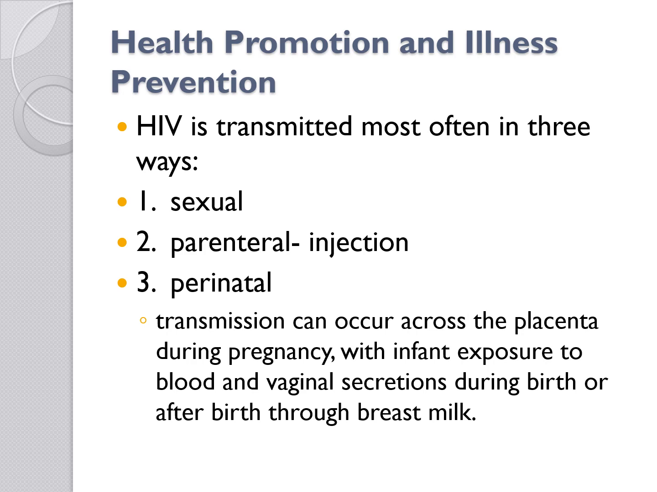The three most common ways to acquire HIV are sexual, parenteral injections, or perinatal. So remember with perinatal, that's the transmission across the placenta during pregnancy, and also with the vaginal birth, the infant is exposed to blood and secretions during birth.